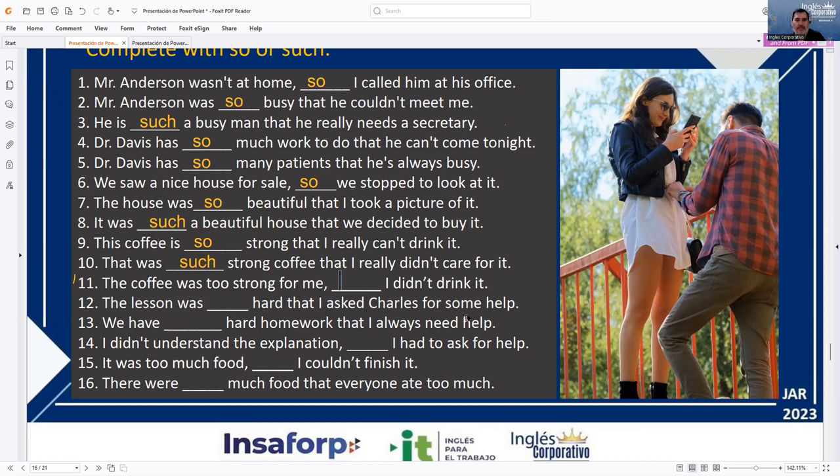The coffee was too strong for me, so I didn't drink it. This is the result. The lesson was so hard that I asked Charles for some help. We have such hard homework that I always need help. I didn't understand the explanation, so I had to ask for help. It was too much food, so I couldn't finish it. There was so much food that everyone ate too much.